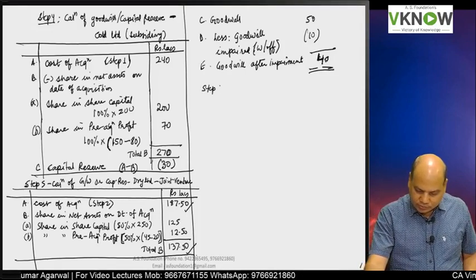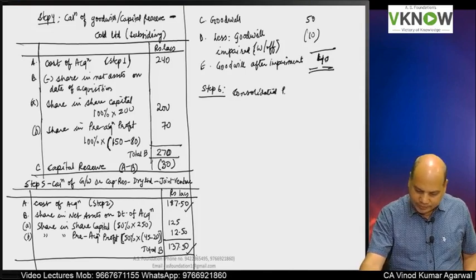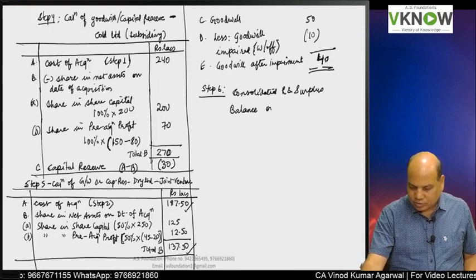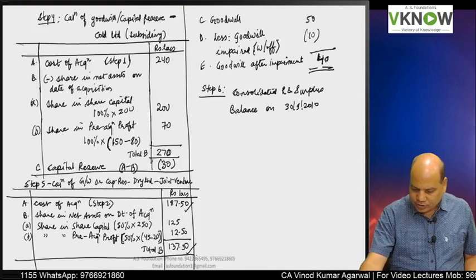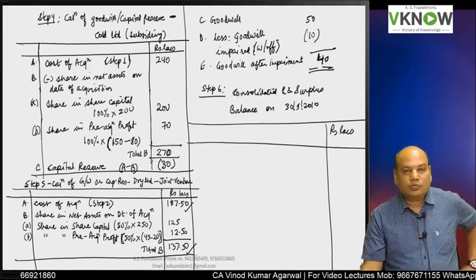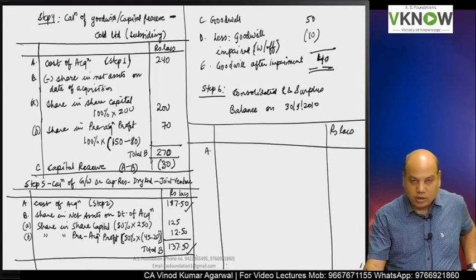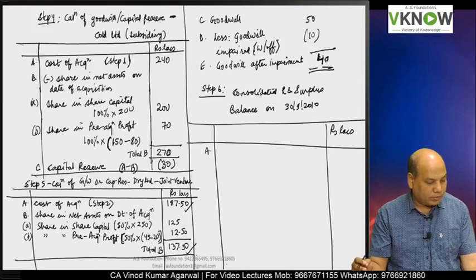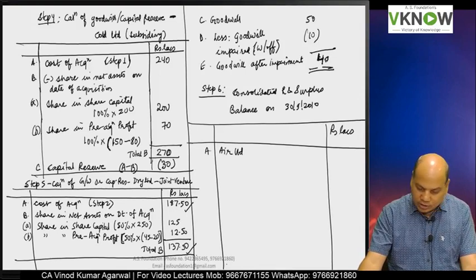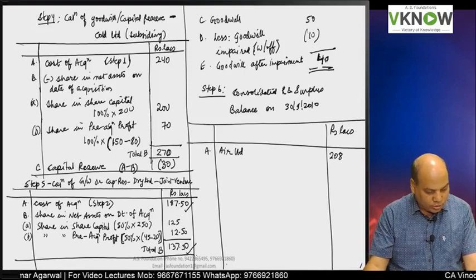Step number 6, write down consolidated reserve and surplus balance on 30th September 2010. Now we have to also find out how much would be reserve and surplus on the date of consolidation. So how do I find it? I have to first take reserve and surplus of parent company Air Limited, full amount, retained earning, rupees in lakhs, 208.